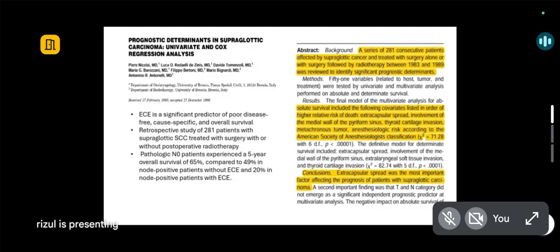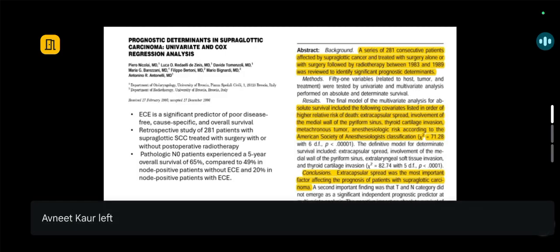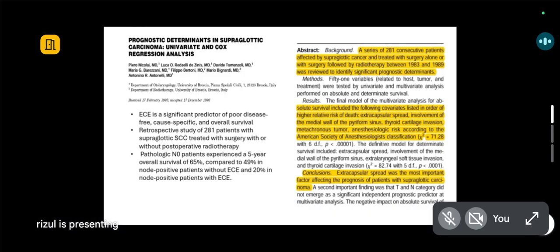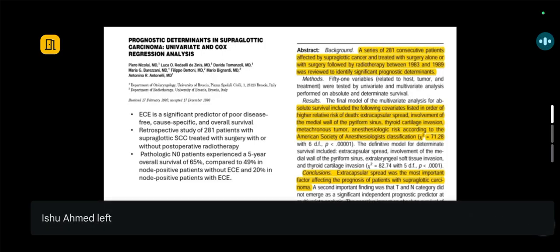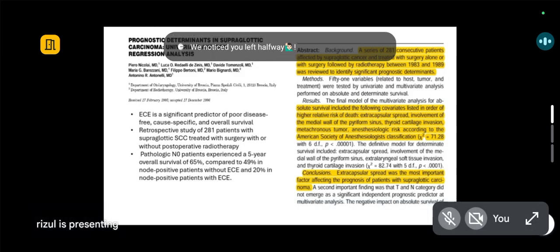So in this study, the basic conclusion was that extracapsular spread is the most important prognostic factor in supraglottic carcinoma, a clear predictor of poor disease-free, cause-specific and overall survival rate. They showed that patients with N0 experience a 5-year survival rate of 65%, compared to 49% if nodal positive without extracapsular extension, and 20% if nodal positive with extracapsular extension.